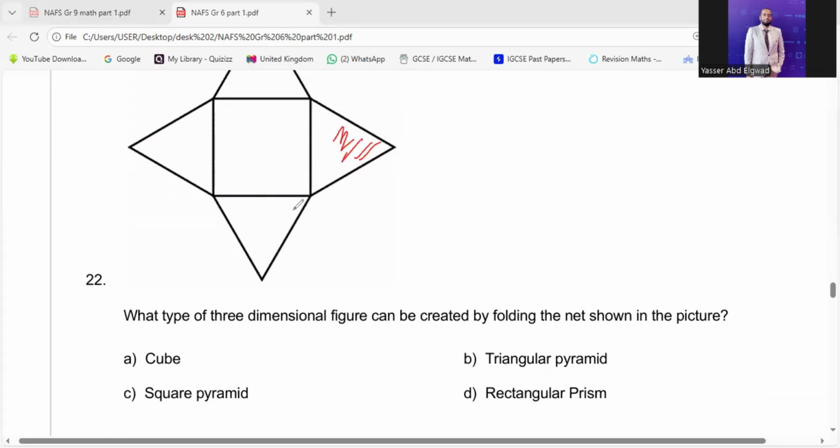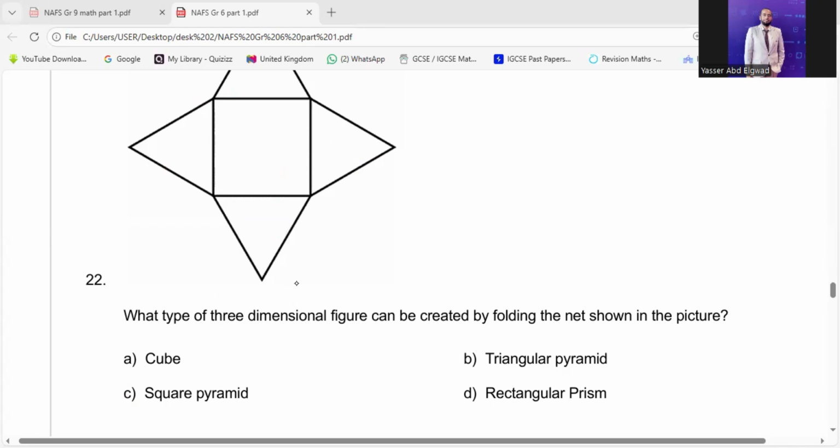You know the pyramid, the sides are triangles. We have two options: triangular pyramid or square pyramid, according to the base. Different shapes are called the base. If the base is a square, it's called a square pyramid. If the base is a triangle, it's called a triangular pyramid. But here we have a square, so it's called a square pyramid. The next one.